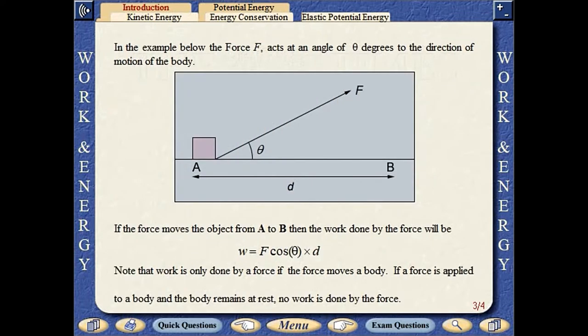In the example below, the force, F, acts at an angle of theta degrees to the direction of motion of the body. If the force moves the object a horizontal distance d, then the work done by the force is F times d times the cosine of the angle theta. Note that work is only done by a force if the force moves a body. If a force is applied to a body and the body remains at rest, no work is done by the force.